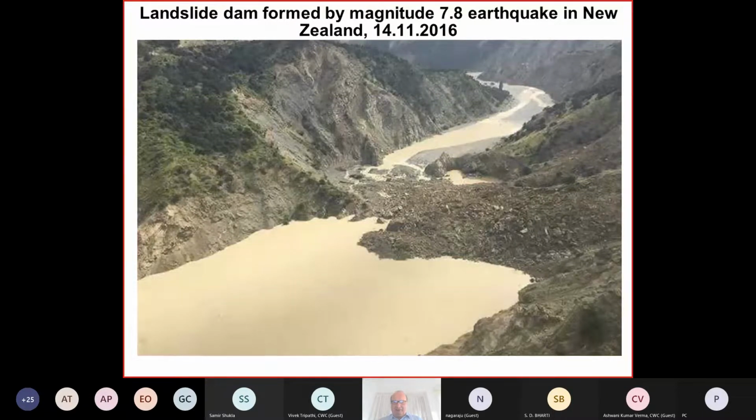Also, with respect to erosion, I would give this photo from New Zealand in 2016. There was a very strong earthquake, which caused about 100,000 rock falls and landslides. A very huge number. Here is a photo of a landslide which blocked the river here, and it formed a landslide dam. And we can see here there is some seepage through this landslide dam, and then eventually it would be eroded.